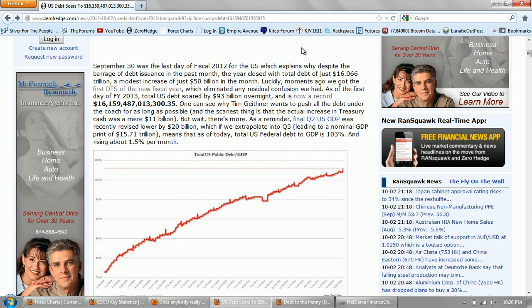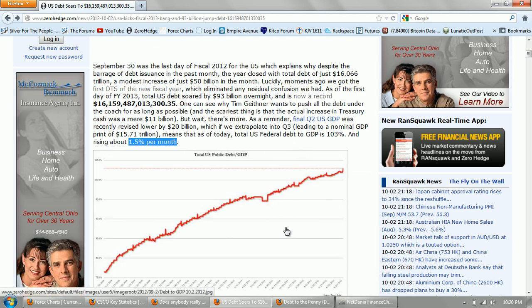But wait, there's more. As a reminder, final Q2 U.S. GDP was recently revised lower by $20 billion, which if we extrapolate into Q3, leading to a nominal GDP of $15.71 trillion, means that as of today, U.S. total federal debt to GDP is 103% and rising 1.5% per month. So those are some scary numbers. Now I decided to break those down a little bit farther.